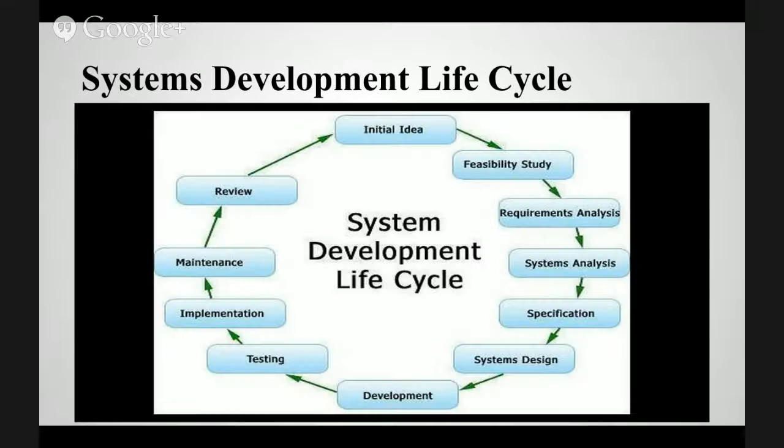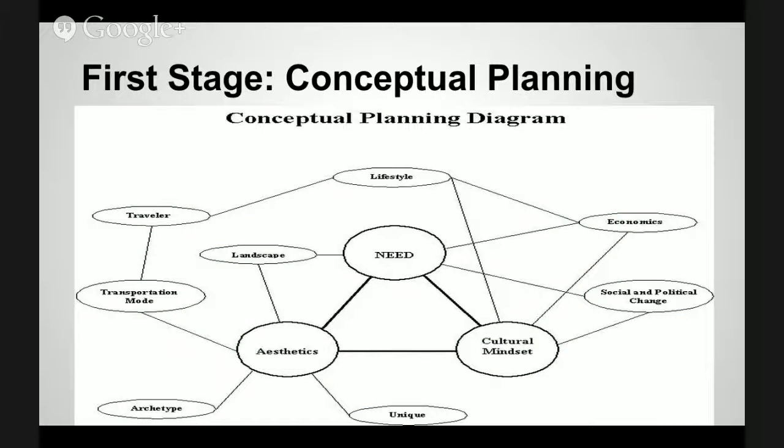The system development lifecycle is a process of information system development, which describes a process of planning, creating, testing, and deploying in systems engineering, information systems, and software engineering. The system's development lifecycle usually contains the following stages. The first one is conceptual planning. This phase is the first step to any system's lifecycle.